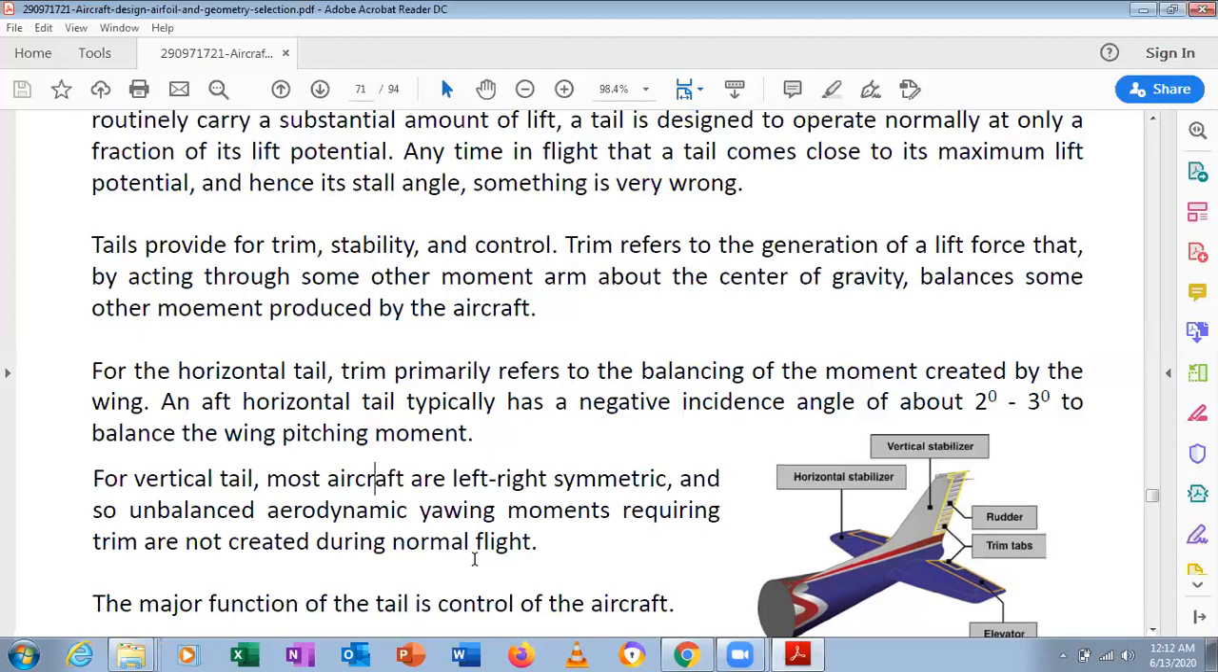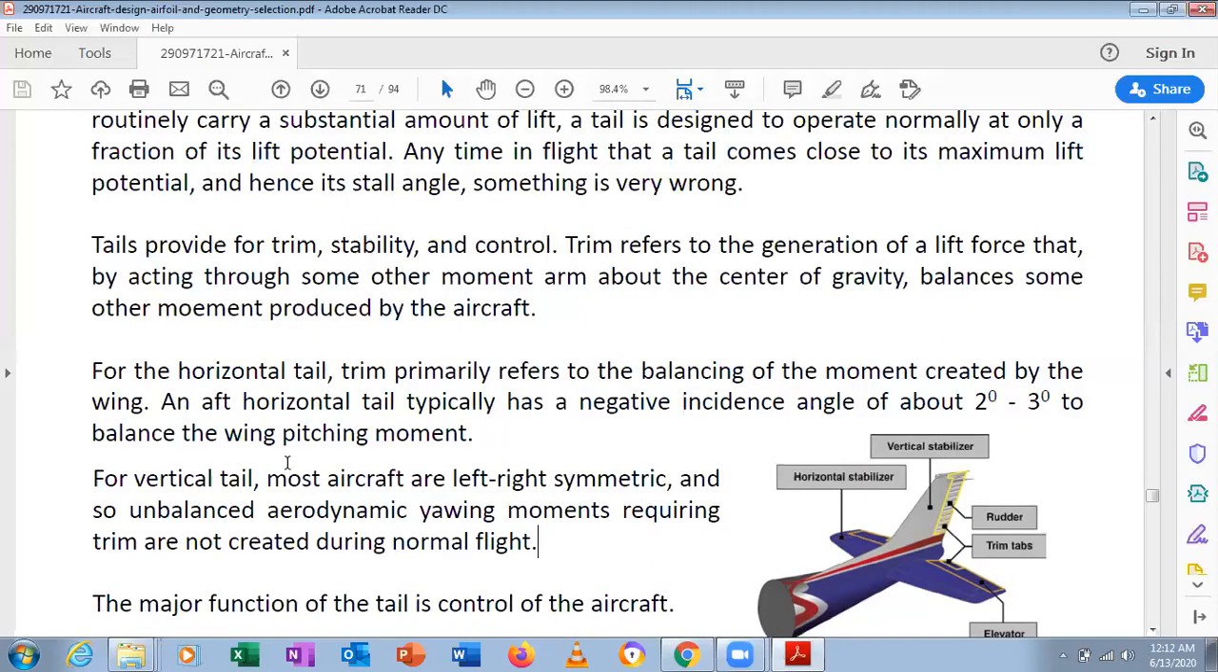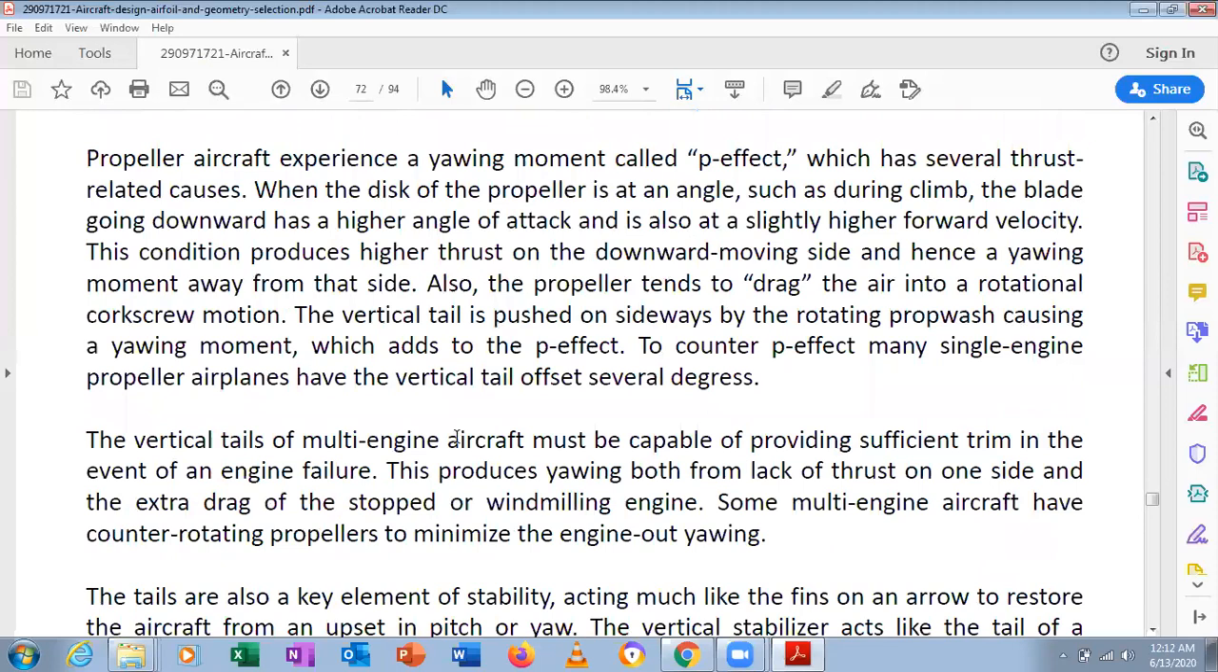The major function of the tail is to control the aircraft. Clear? And propeller aircraft experience a yawing moment called the P effect. Please, you have to know about it.